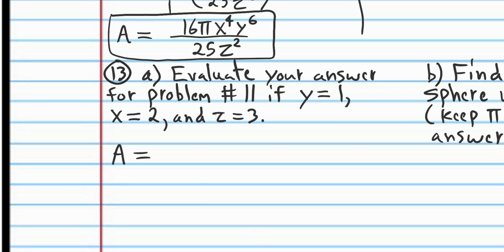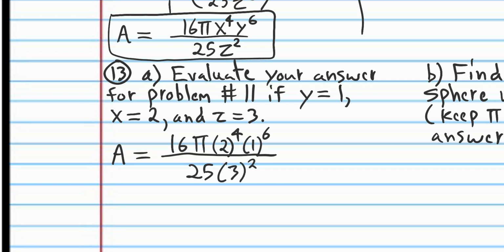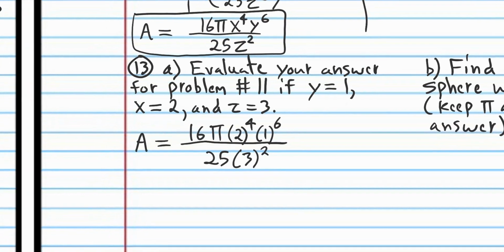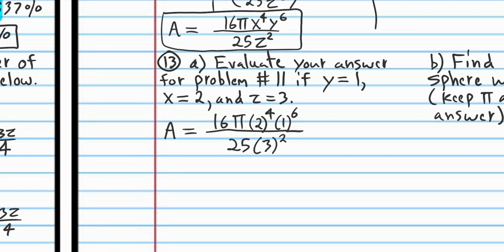So A is equal to 16 pi, and then we have to plug in 2 for x. So 2 to the 4th power, and then 1 for y, so 1 to the 6th power. And 25 times z, which is 3, they tell us. So again, all I did was just plug in these numbers into this formula. That's what it means to evaluate. So now we just have to simplify.